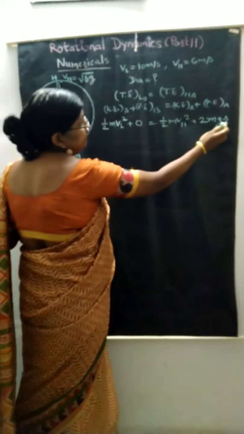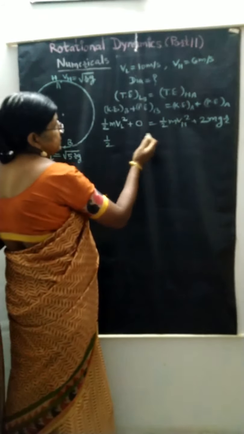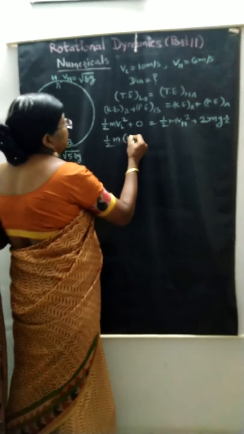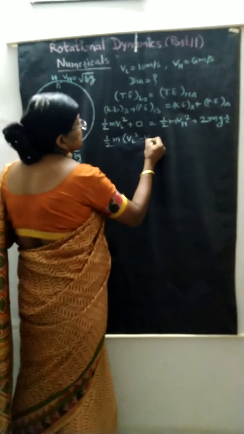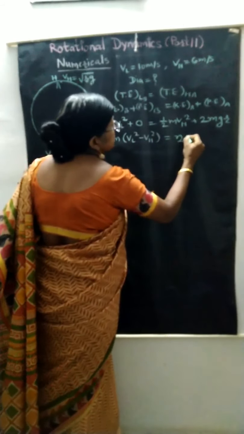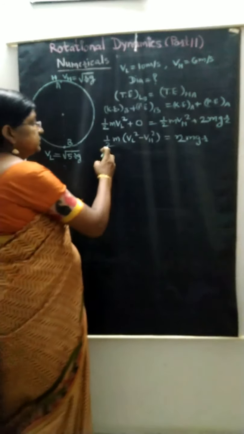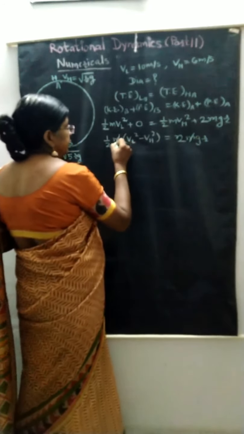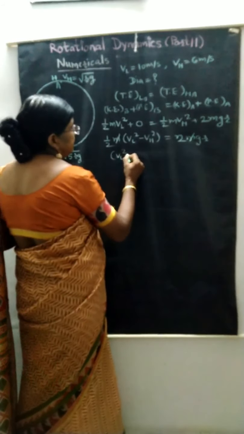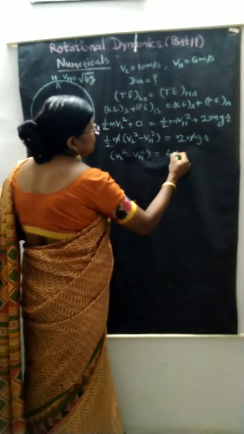We are interested in finding this 2r. So I will transfer this term to LHS. So half m (VL square minus VH square) is equal to 2 mgr. Now m cancels with this m and 2 is transferred to this side. So we get VL square minus VH square is equal to 4gr.